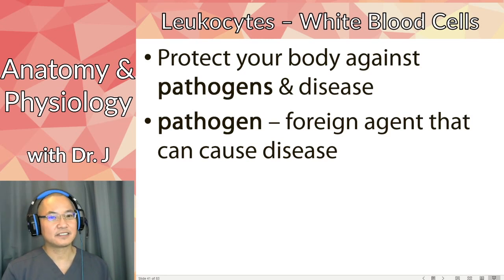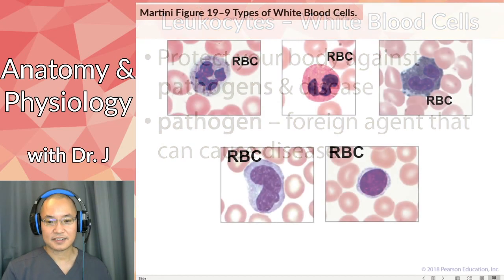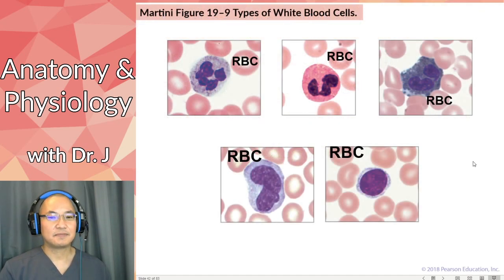And it's not just pathogens. Your immune cells are also important in protecting yourself against your own rogue cells. And what I'm talking about is cancer. So it's very important in maintaining your overall health by protecting against diseases, either from foreign invaders or from things like cancer.